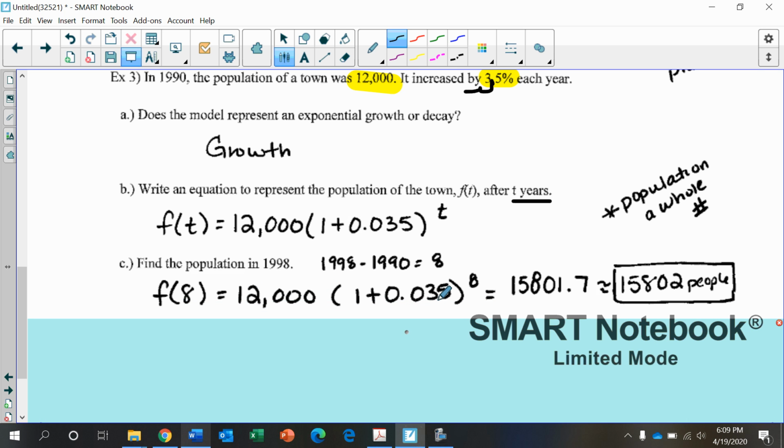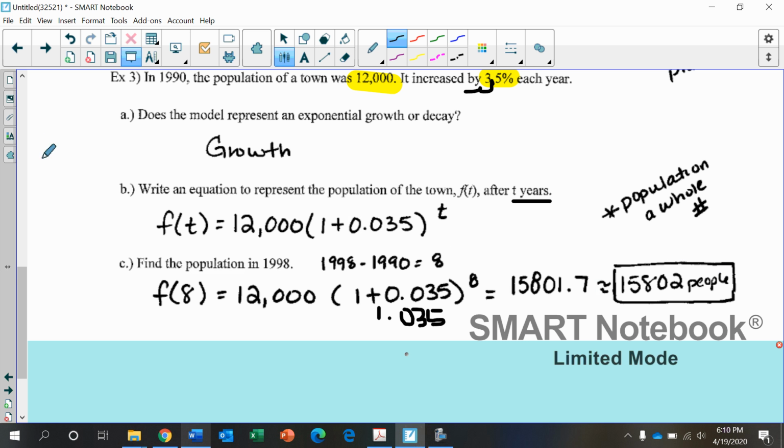Okay, you get this fun thing. I mean, you can simplify this if you really want to. I don't care. I think in Delta Math you have to. So over here, this is the number you would get because it's a population. You can't have 0.5 people, so you round up to the nearest whole person. That's it. Nothing too crazy.